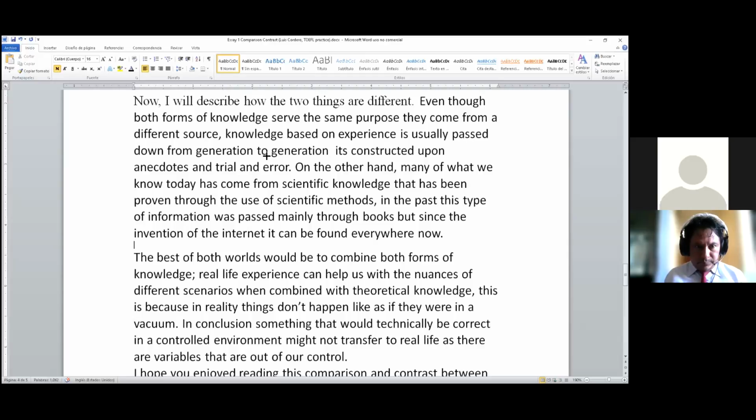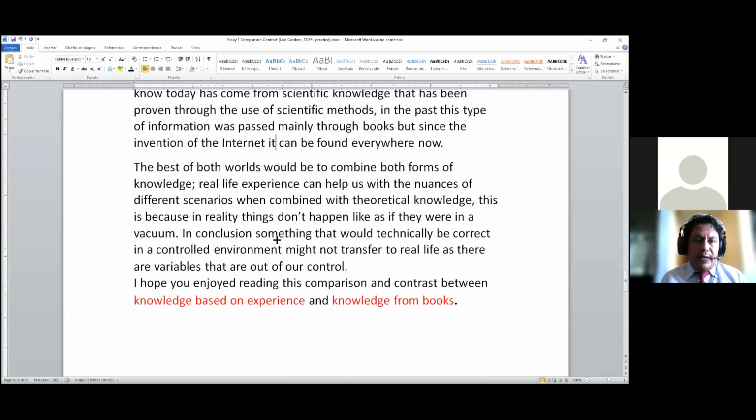Generation to generation, comma, it is. Remember that in academic essays, it's not a good idea to write contractions. Got it. It is constructed upon anecdotes and trial and error. On the other hand, comma, that's very good. Many of what we know today has come from scientific knowledge that has been proven through the use of scientific methods. In the past, this type of information was passed mainly through books, but since the invention of the internet, again, capital letter, it can be found everywhere now.